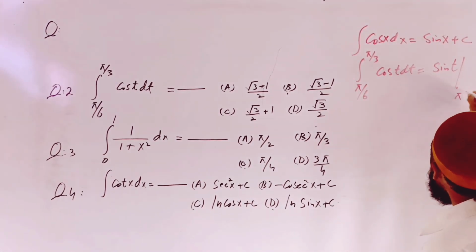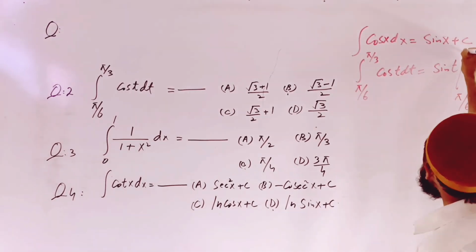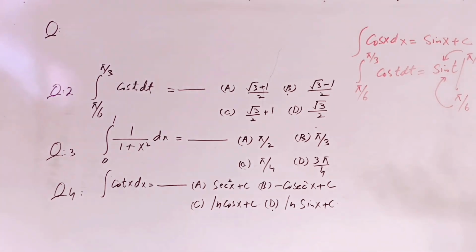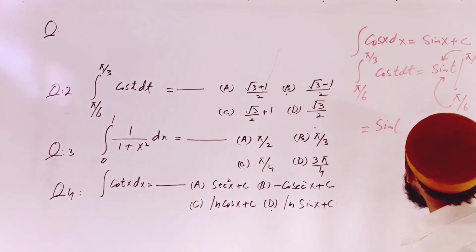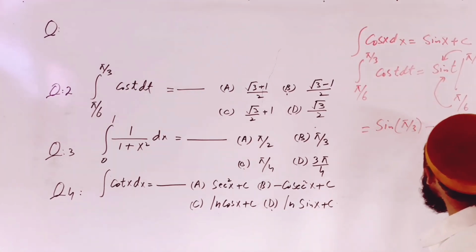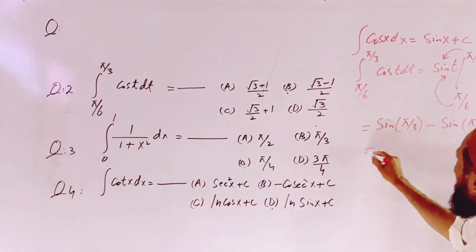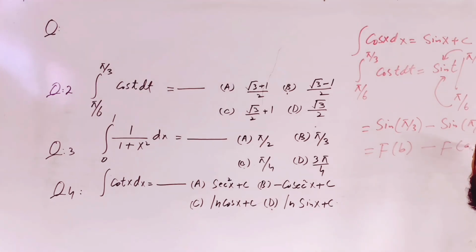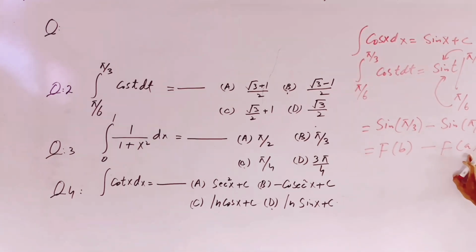Here we have pi by 6 and pi by 3. It means that first of all we put the upper limit, and second the lower limit, in place of the variable. So sin pi by 3 minus sin pi by 6. This is the formula f of b minus f of a. This is the general formula. We are subtracting: b is used for the upper limit and a is used for the lower limit.